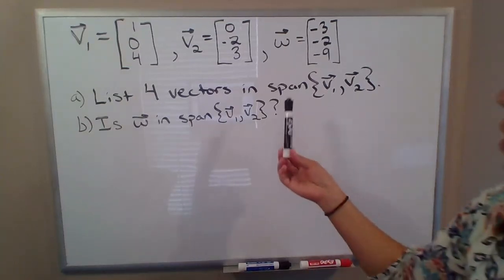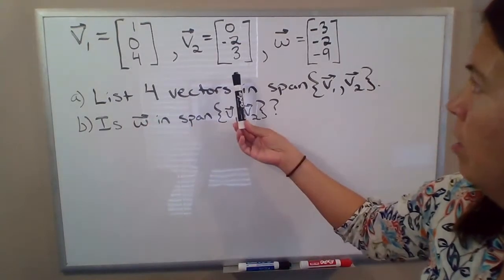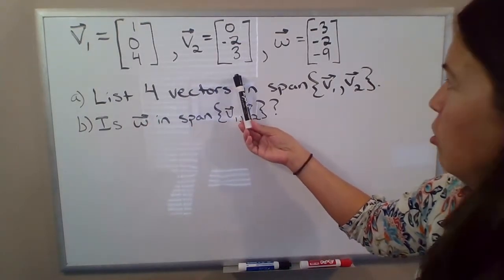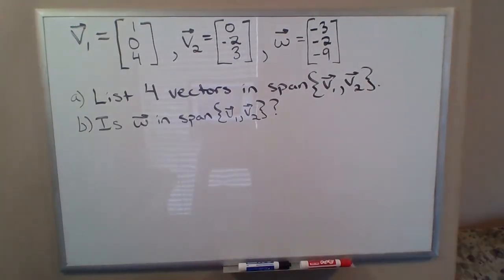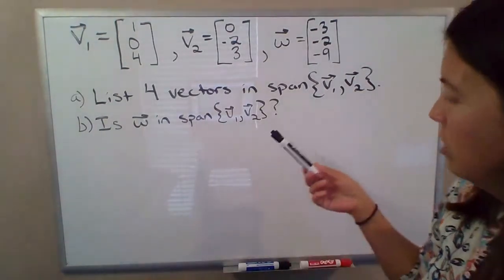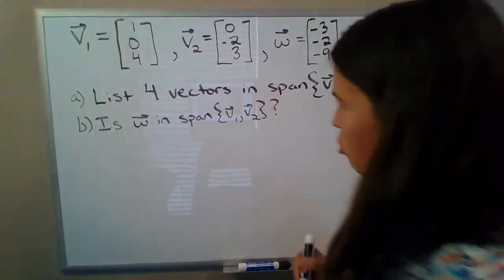In this example, we're given three vectors. So v1 is the vector 1, 0, 4. v2 is the vector 0, negative 2, 3. And then w is the vector negative 3, negative 2, negative 9. Now the first question, we're asked to list four vectors in the span of v1 and v2.